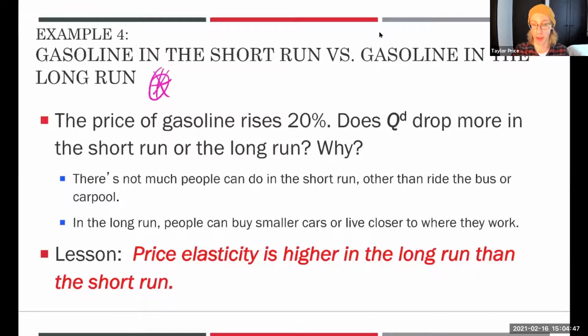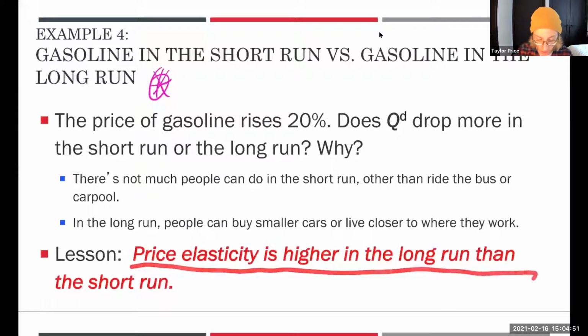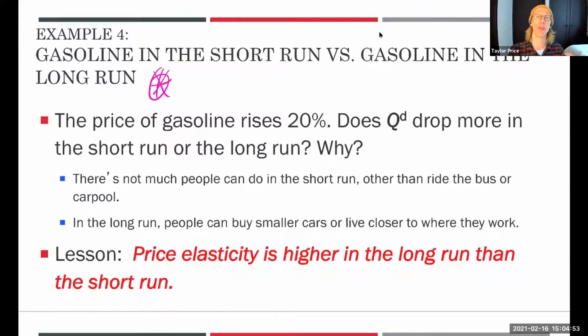So the lesson behind that is that price elasticity is higher in the long run than in the short run, because in the long run, you can change your behavior. In the short run, it's really hard to change your behavior, especially for something like gasoline, which most people need to get around because most people in America drive.